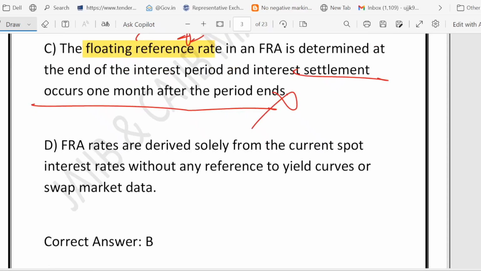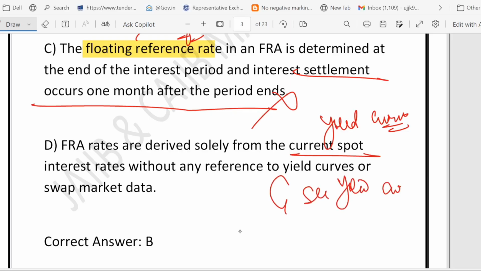What about option D? Option D is also incorrect because FRA rates are usually derived from the yield curve, especially the government security yield curve, the GSEC yield curve. In more developed markets, FRA rates are linked to swap market data, because the swap market reflects the real-time expectation of future interest rates. So a spot rate is not enough.